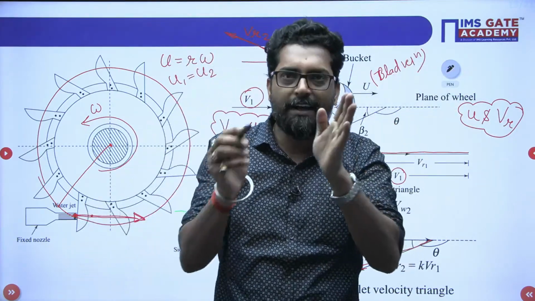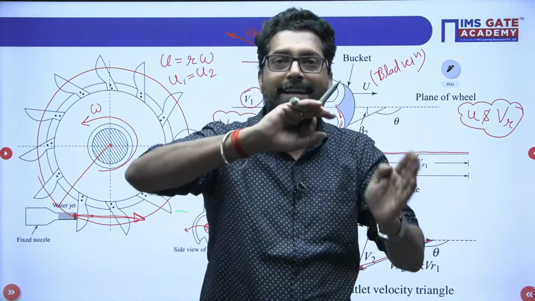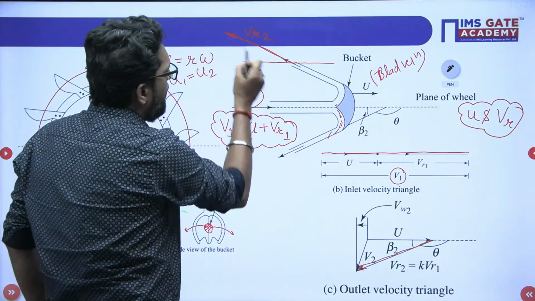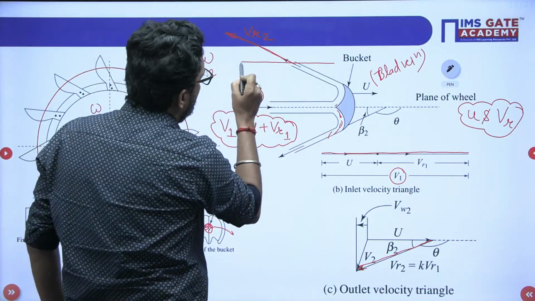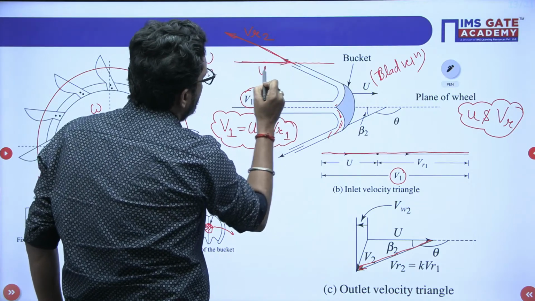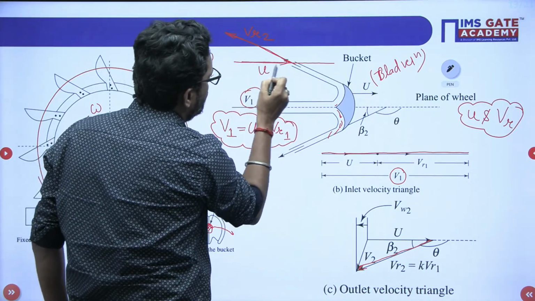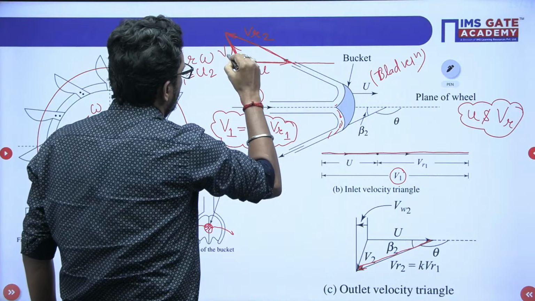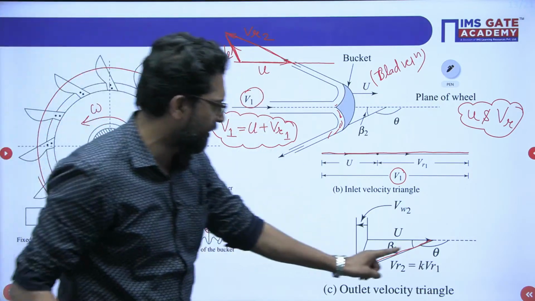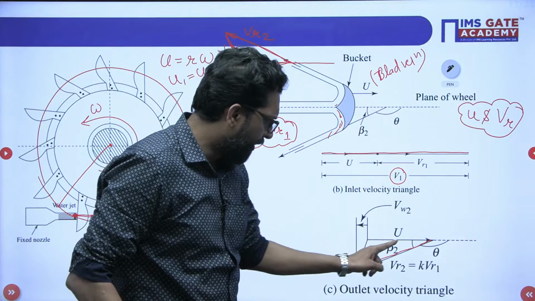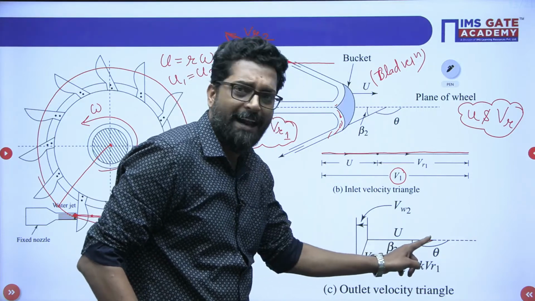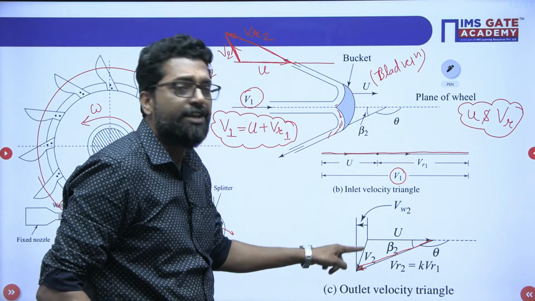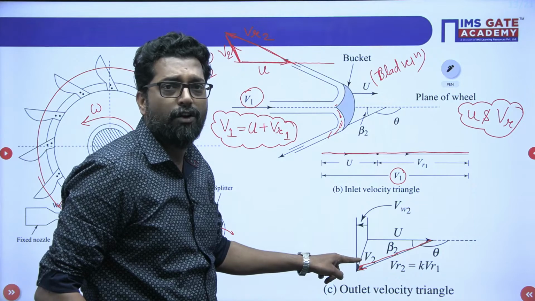We know that if there are two vectors and you find the resultant, it is always in the opposite sense of the two vectors. So this is your VR and this is your U. VR and U are the same sense, and this is your velocity V2, opposite sense. So this is your resultant velocity. This is your V, this is your U, the blade velocity, and this is your relative velocity, and the resultant is your V2 velocity.